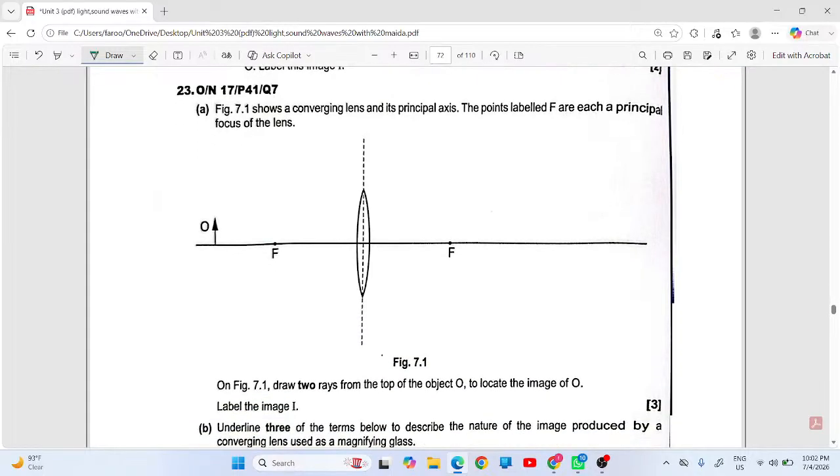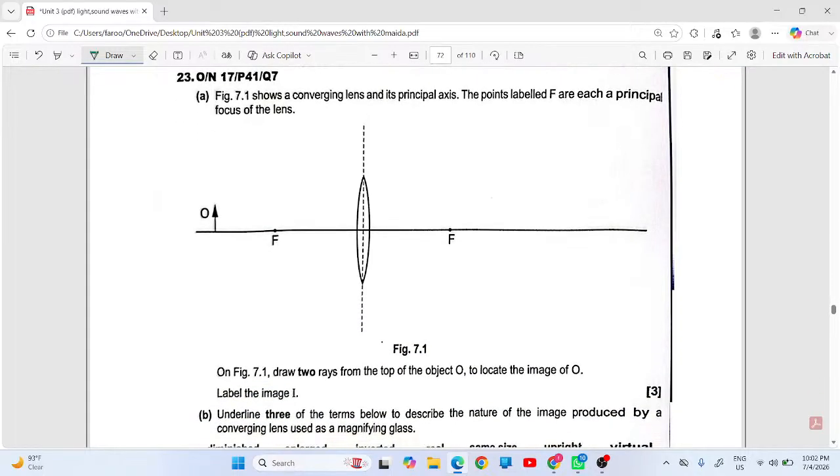Next question number 23. Figure 7.1 shows a converging lens. अब देखें क्वेश्चंस रिपीट हो रहे हैं। Figure 7.1 shows a converging lens and its principal axis. The point labeled F are each principal focus of the lens. On figure 7.1, draw two rays from the top of object to locate the image I. Image of object O.